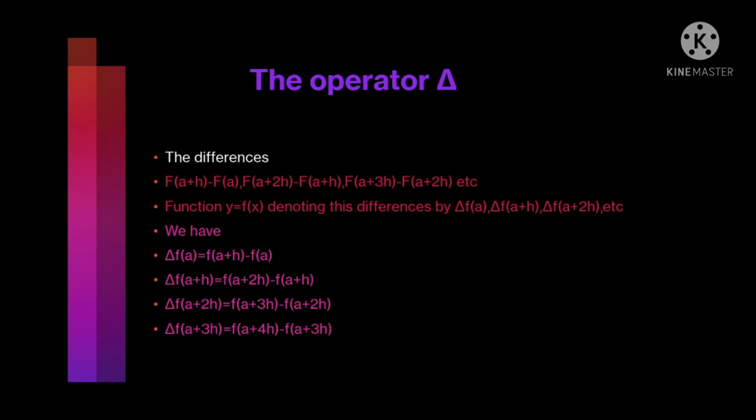For the function y is equal to f of x, denoting these differences by delta f of a, delta f of a plus h, delta f of a plus 2h, etc., we have delta f of a is equal to f of a plus h minus f of a, delta f of a plus h is equal to f of a plus 2h minus f of a plus h, delta f of a plus 2h is equal to f of a plus 3h minus f of a plus 2h, and delta f of a plus 3h is equal to f of a plus 4h minus f of a plus 3h.